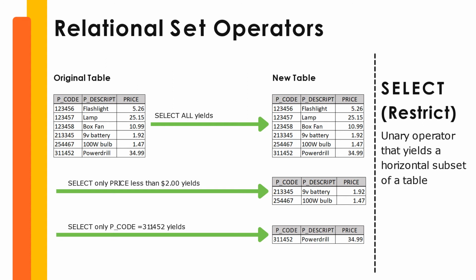Or if you select with certain criteria, like selecting only prices that are less than $2, it will yield the table on the right, which has two results. Or if you select only those items that have the P code 311452, it will yield the following result on the right. And as you can see, it yields horizontal subsets from the original table.